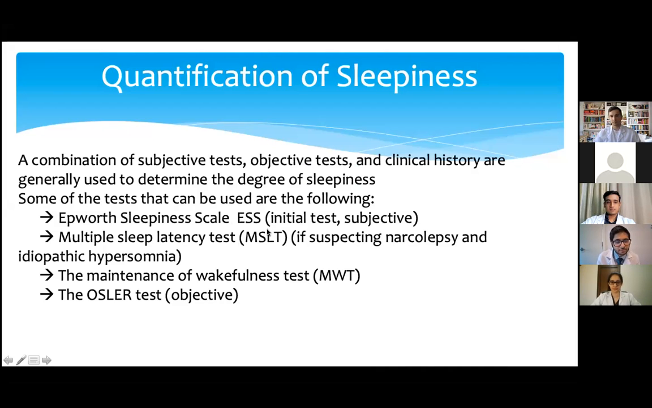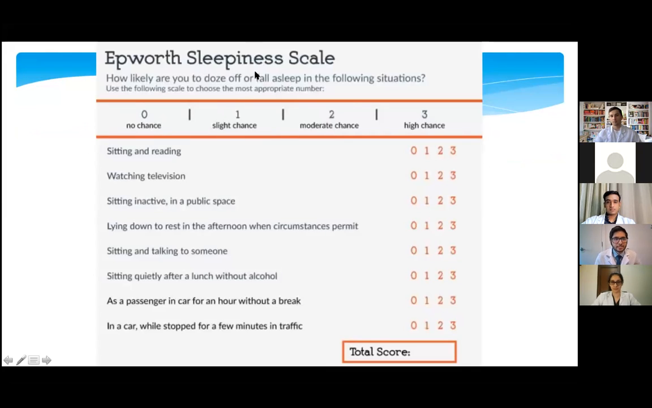I think Dr. Burnett talked about the multiple sleep latency test on one of the Saturdays, and the maintenance of wakefulness test. So this is an example of the Epworth sleepiness scale. The patient is asked, how likely are you to doze off or fall asleep in the following situations, ranging from no chance to high chance. The interesting questions are here. As a passenger in a car for an hour without a break, I would definitely fall asleep, especially if I do not have my phone on. And then, in a car while stopped for a few minutes in traffic.